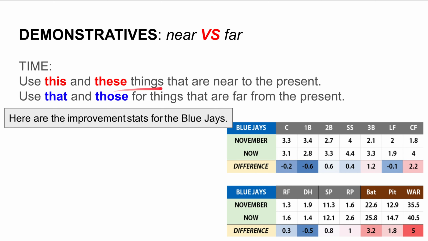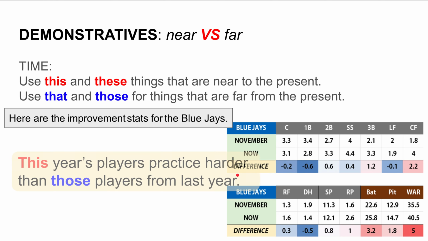Use this and these for things that are near to the present, and use that and those for things that are far from the present. Okay, so anything closer to the present is this and these, far from the present, that and those. So if we look here, this table shows the improvement stats for the Blue Jays for this year, and it compares them to their performance last November. Okay, and it shows a big difference, and it shows improvement. So here we go.